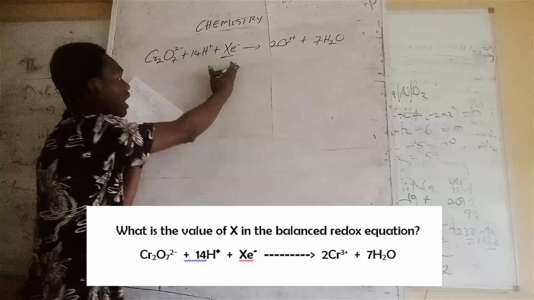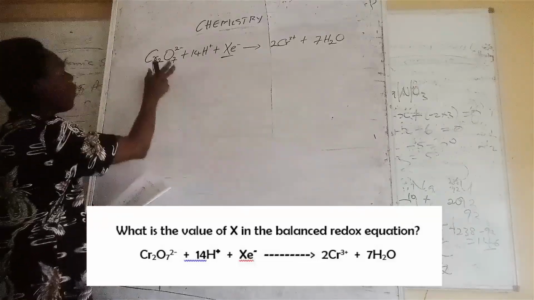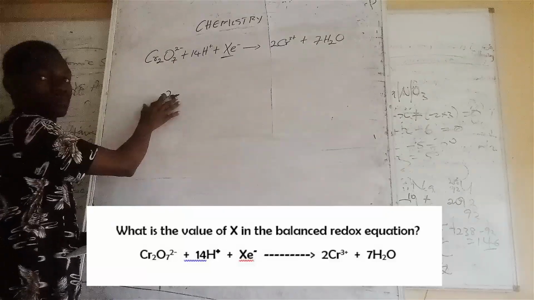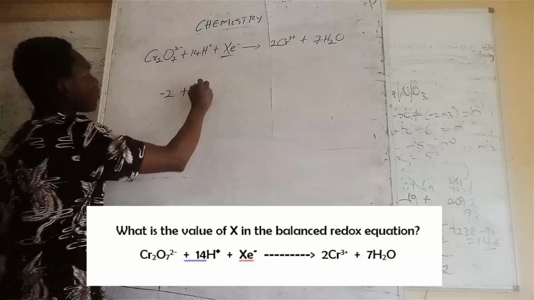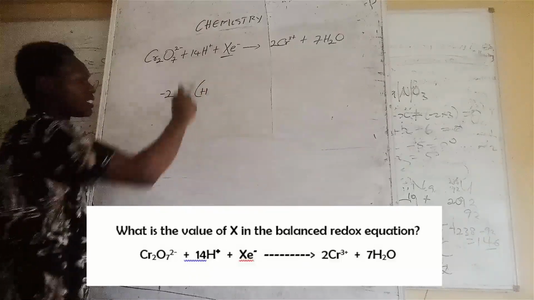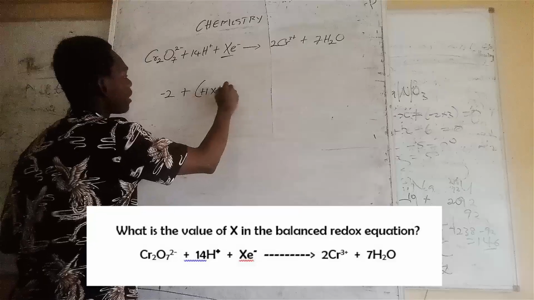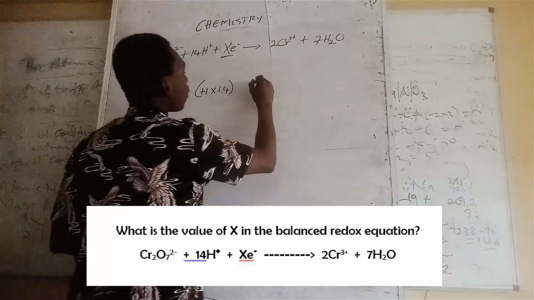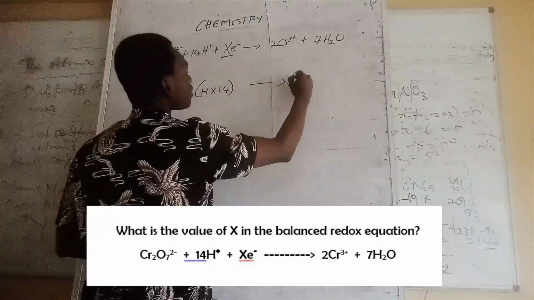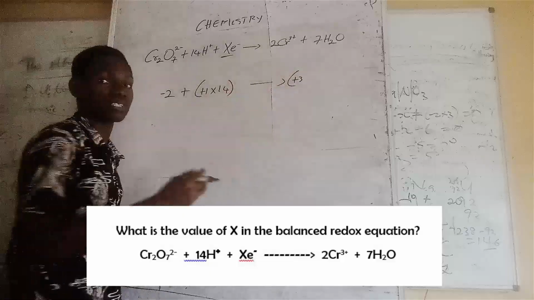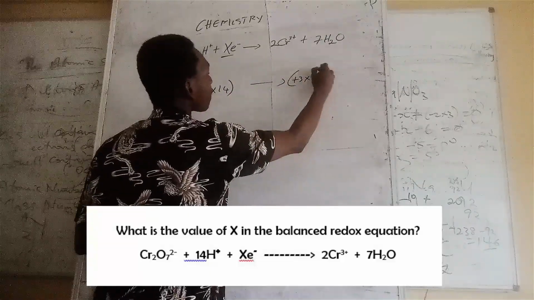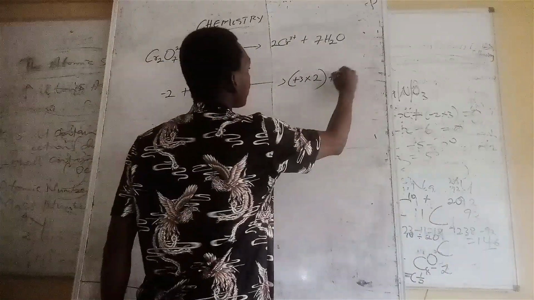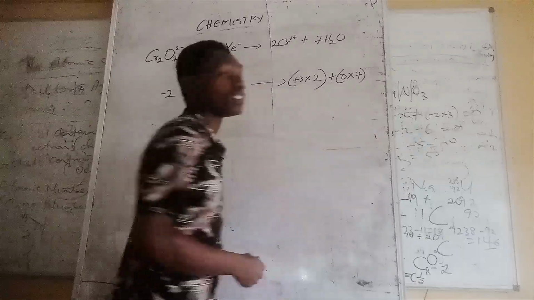First of all, on the reactant side, what charges can we see? On this particular atom here, you can see -2. Plus here you can see +1, but it's appearing 14 times. So we multiply by 14. And here is the x we don't know. On the other side, you can see 3 plus, which is +3, appearing twice. And on this H2, we can see there's no charge. So the charge here is 0 times 7, which is still 0.